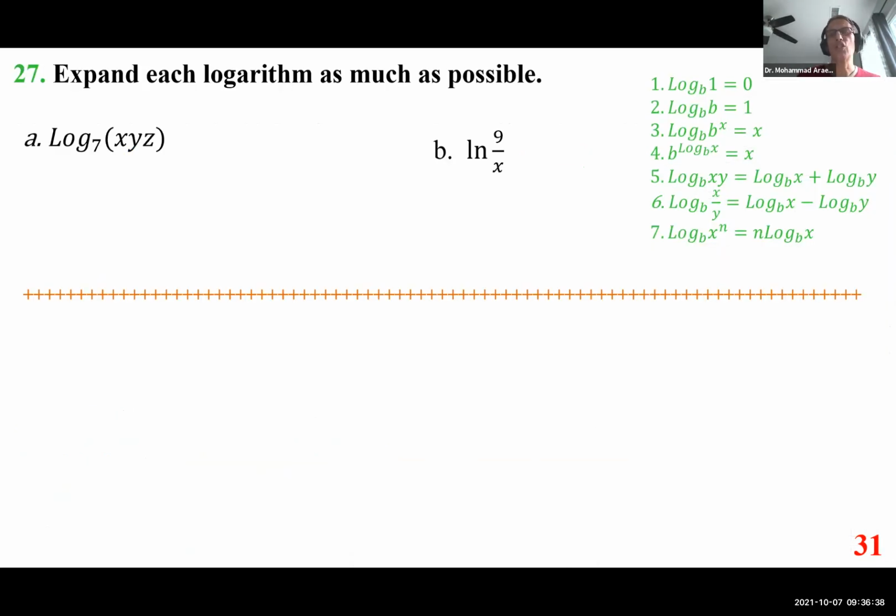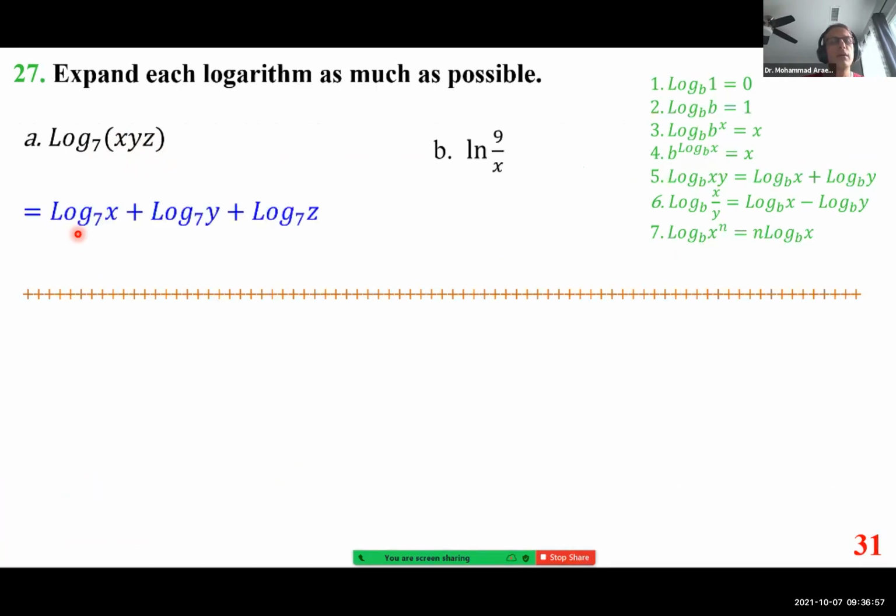We want to expand using the rules that we have seen. We should have no problem with that. This follows the product rule. So log of x plus log of y plus log of z. And don't forget to use the same base. This one uses the quotient rule, log of the top minus log of the bottom, and use the same base. In this case, it's ln natural log base e, so ln 9 minus ln x.